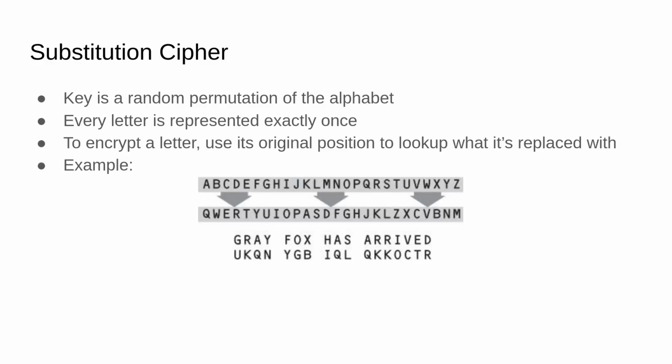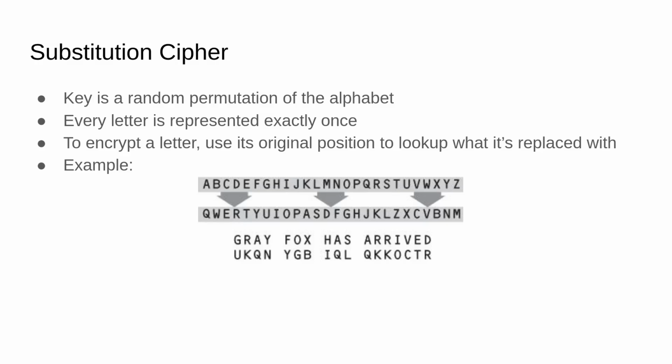All right, now let's take a look at the final cipher, which is the substitution cipher. The substitution cipher is a pretty classic encryption method where each letter of the alphabet is replaced with another letter. The key is basically a random permutation of the entire alphabet, which means every letter will appear exactly once in the key. This ensures a one-to-one mapping from one letter to another. To encrypt the message, we look up each letter's position in the original alphabet and replace it with the corresponding letter in the key.